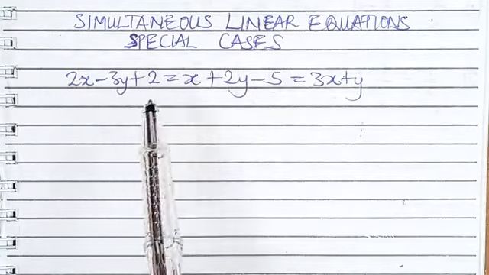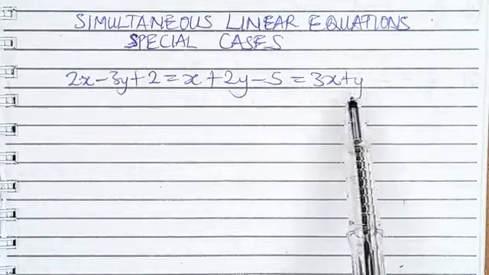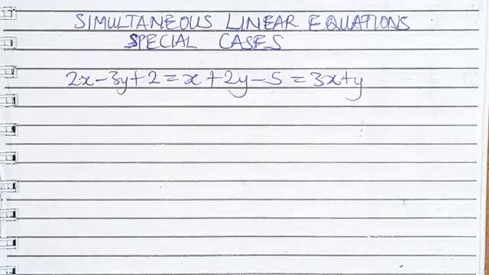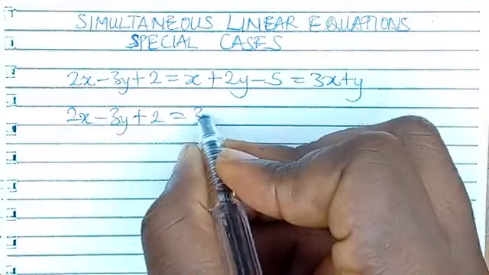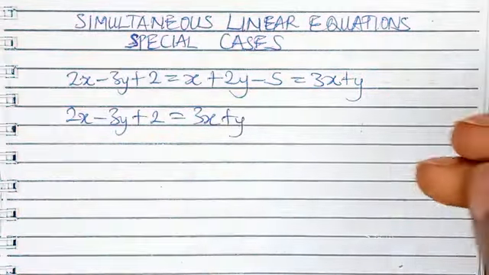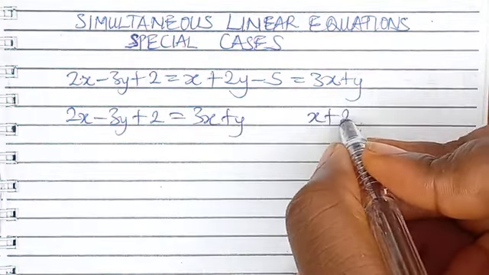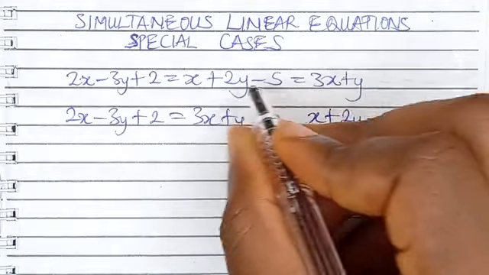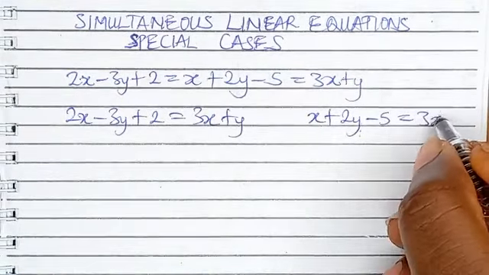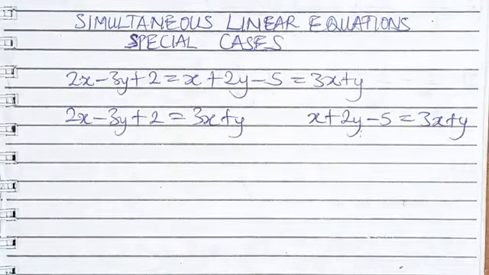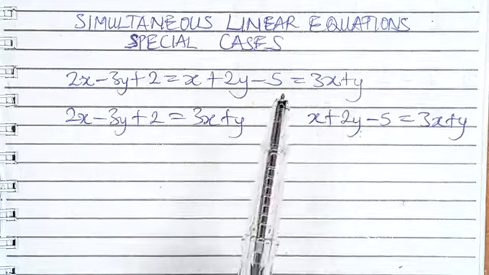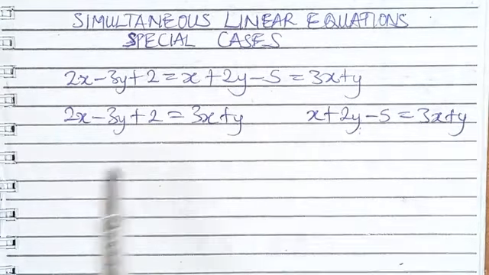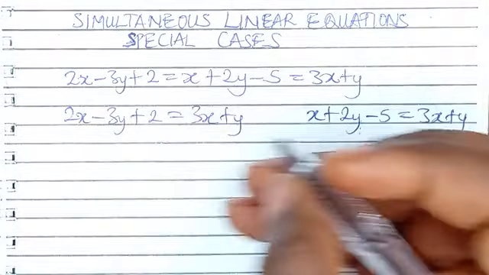what we are going to be doing is that we are going to be equating this first part to this and this second part to this. And then we collect like terms. So we have that 2x minus 3y plus 2 is equal to 3x plus y. And on the other hand, we have x plus 2y minus 5, that is the second part, is equal to 3x plus y. So it's easier to equate to the simplest part of those three equalities. In this case, just this one that has two terms, but anyone, it's okay. Anything you do is okay.